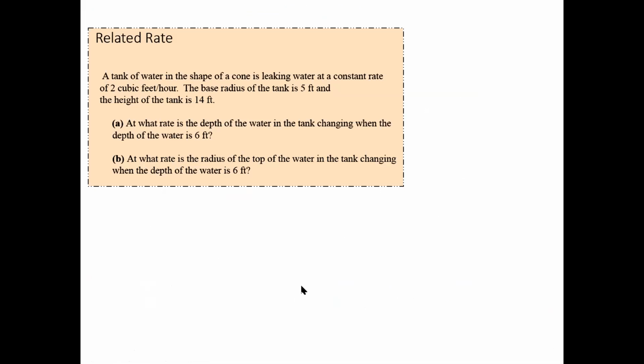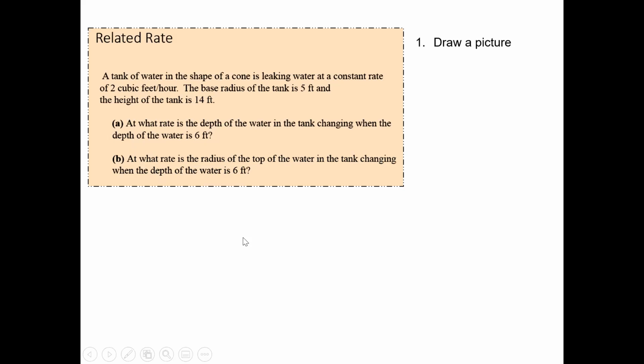All right, so here's one of the questions from related rates. It says a tank of water, okay, hold on a second, I can't see my pen. Okay, there we go. A tank of water in the shape of a cone is leaking at a constant rate of 2 cubic feet per hour. The base radius is 5 feet and the height of the tank is 14. At what rate is the depth of the water in the tank changing when the depth of water is 6 feet? And at what rate is the radius of the top of the water changing at a depth of water of 6 feet?